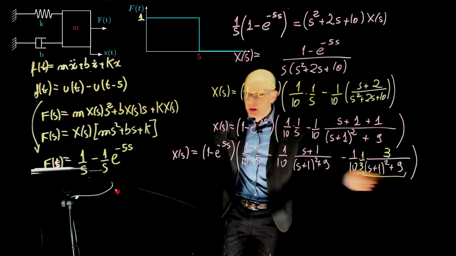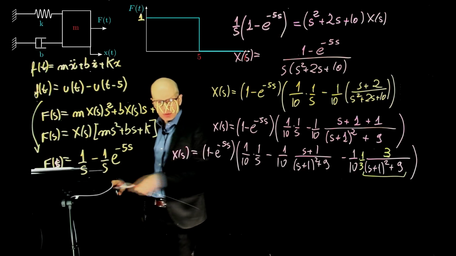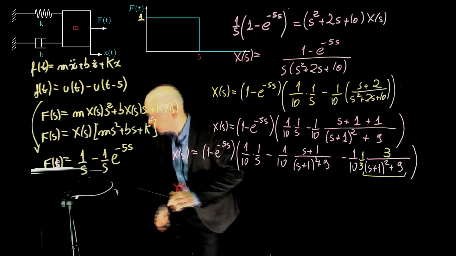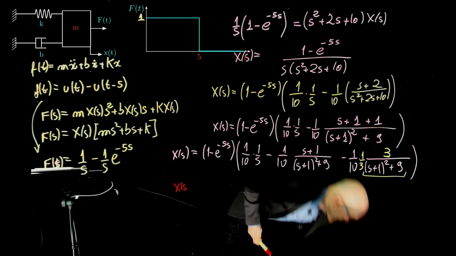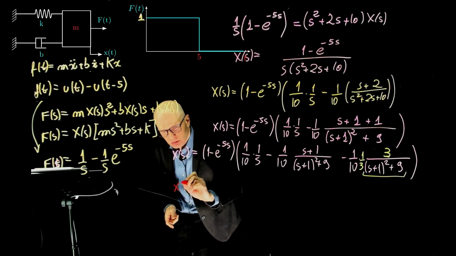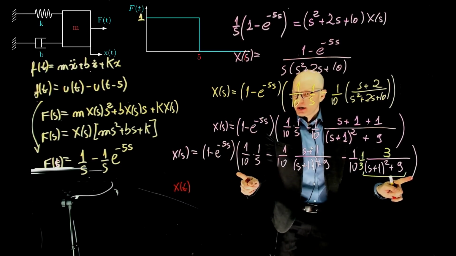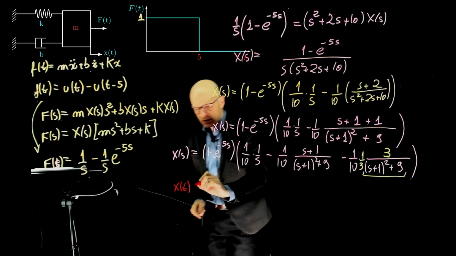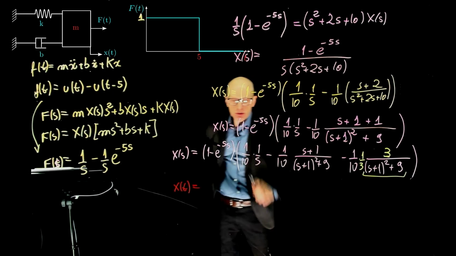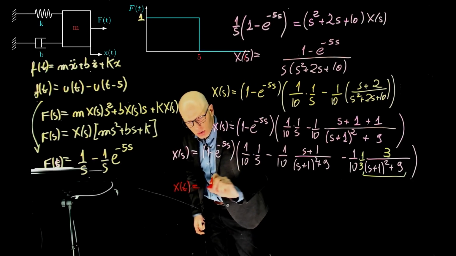Well, it's simple. 1 that multiplies this, we know how to solve for. So let's solve that one first. This is x of s, now, excuse me, it's x of t. We are doing the inverse Laplace. And you're now going to take this entire part here multiplied by 1. So what is the inverse Laplace of 10s over 1 over 10 times 1 over s? That is simply 1 over 10.